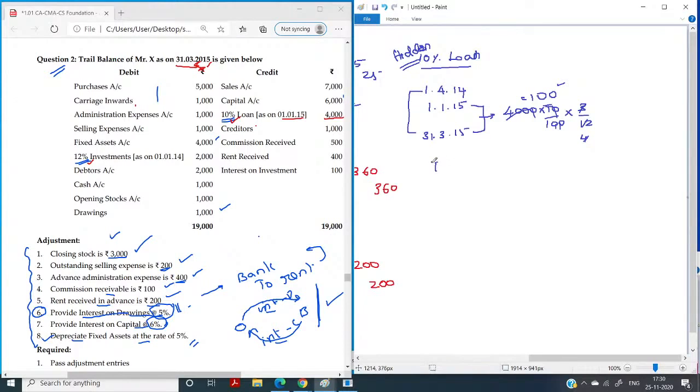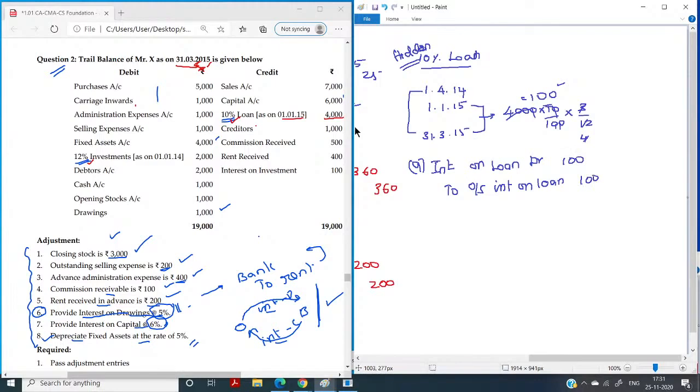Here, interest on loan, the entry will be interest on loan. This is the 9th one. We don't have an adjustment here. Interest on loan account debit to outstanding interest on loan. Outstanding interest on loan, the value being 100.